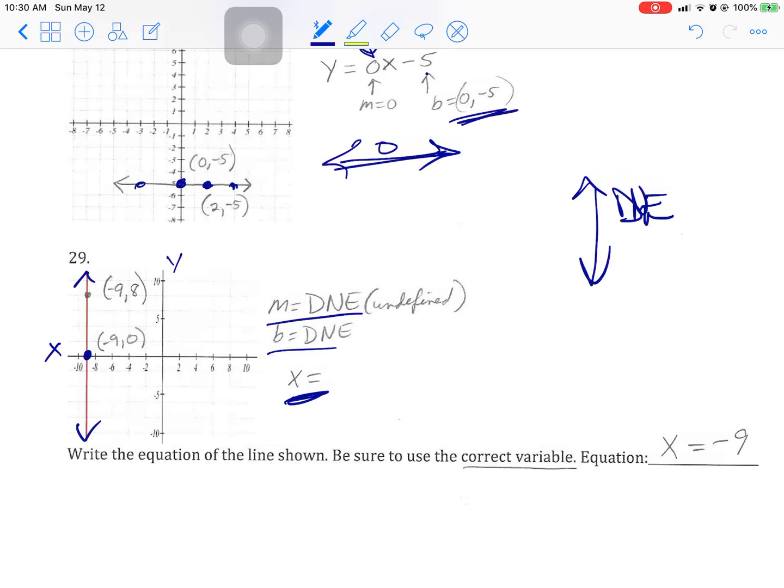Watch the grid if it doesn't go by 2's. This one's weird. It goes by 5 on the y-axis and 2 by the x, just to make it difficult. So make sure you're putting an x equals. y equals 9 doesn't look anything like that. y equals 9 would look like probably right through there, right? That's y equals 9. All right, so be careful with those.